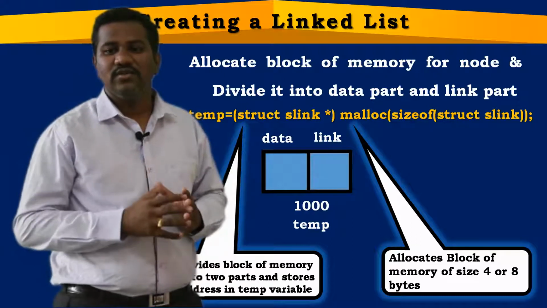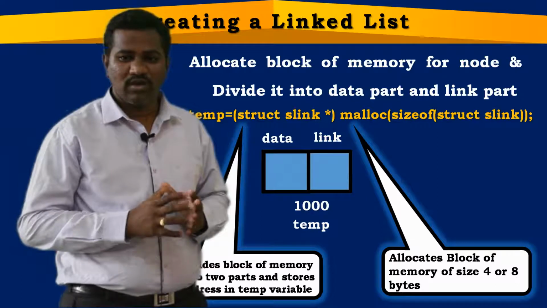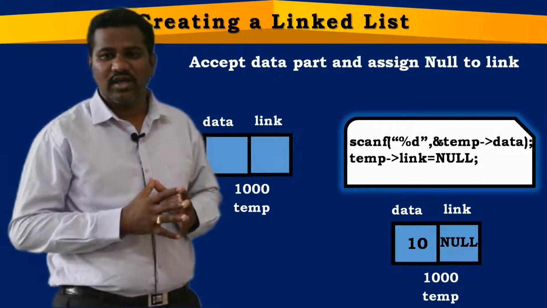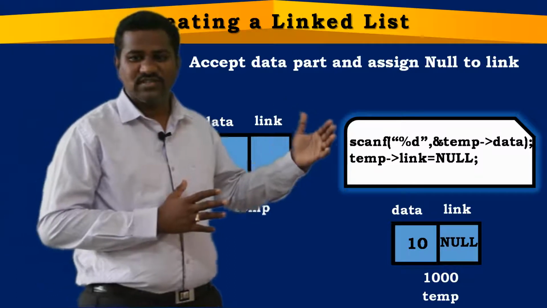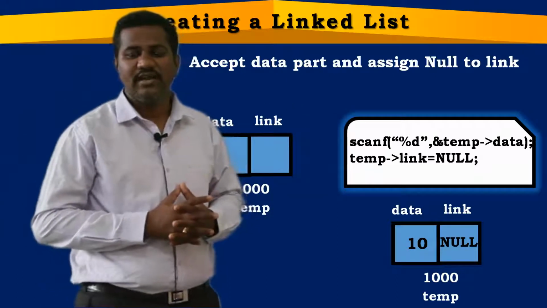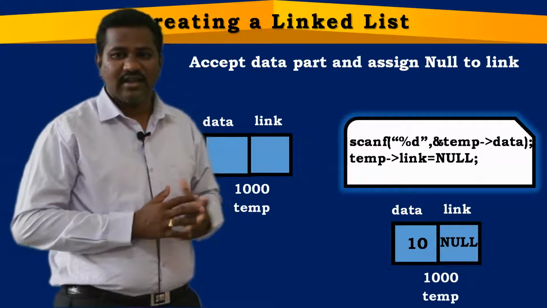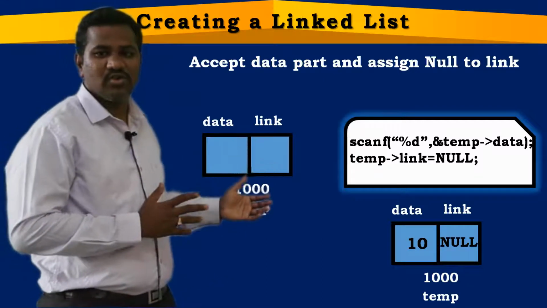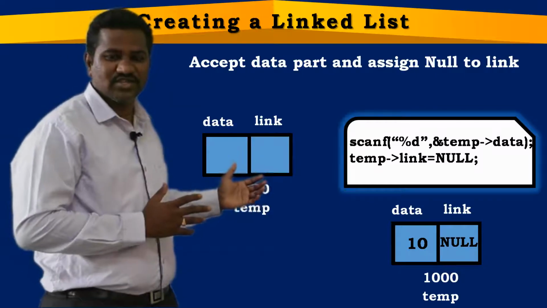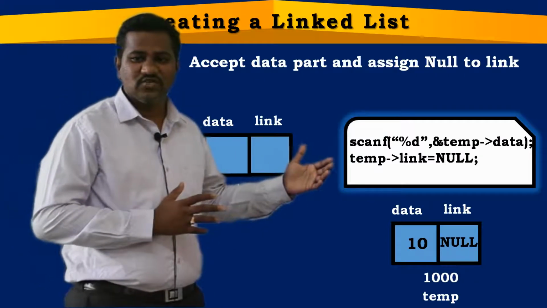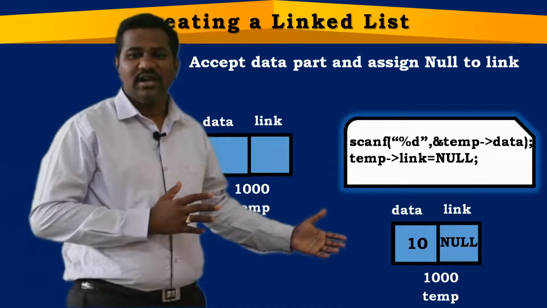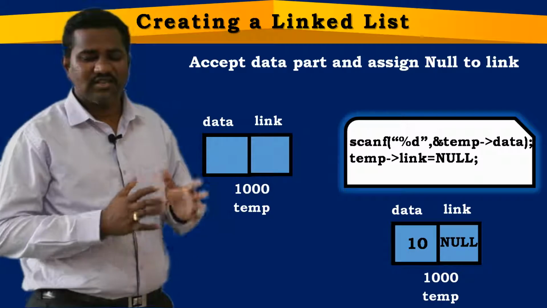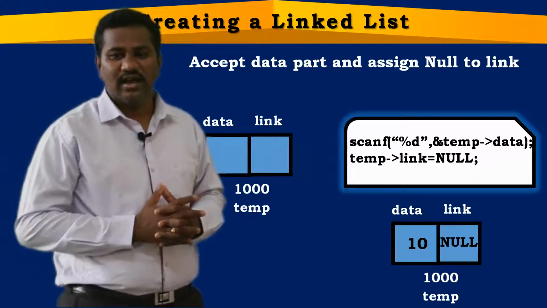Next, we'll be seeing how to accept the data part and how to assign null to the link part, right? So with the help of this instruction, scanf("%d", &temp->data), and then temp->link is assigned with what? A null. This is how the memory is going to be allocated with the help of the previous instruction, and with the help of these two instructions we are going to accept the data part and we are assigning null to the link part. And these things we already saw in the last session, right?